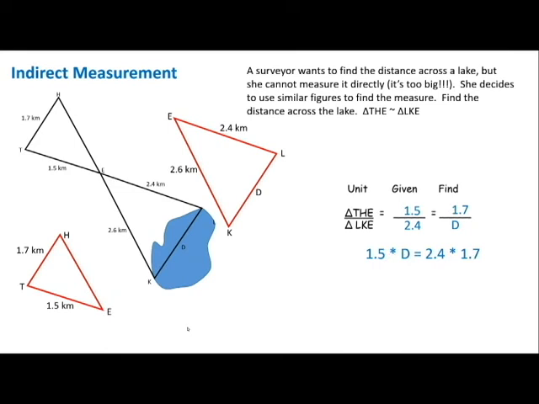We're going to cross multiply with the means extremes property, simplify, multiply both sides by the reciprocal. You might feel more comfortable just dividing both sides by 1.5. The effect is the same. You end up with 2.72. So the lake is 2.72 kilometers wide.